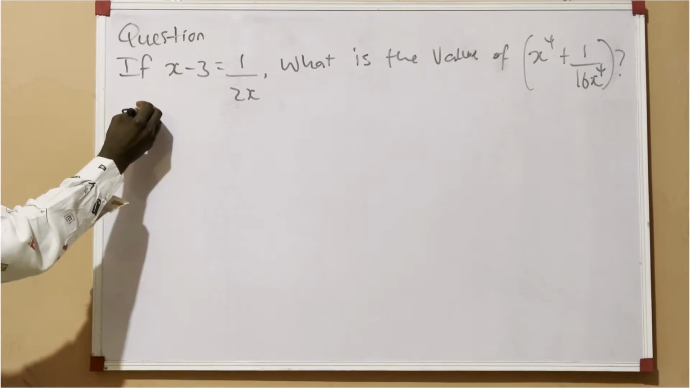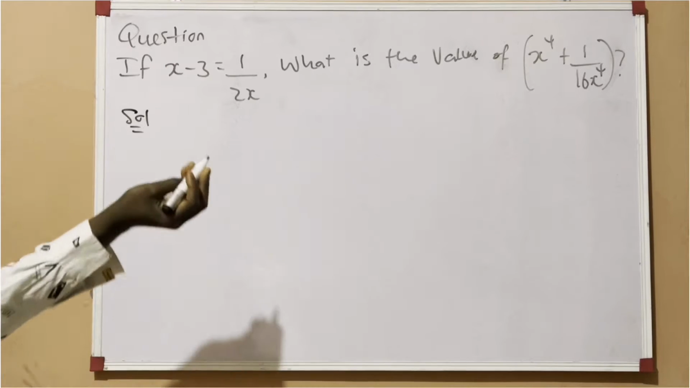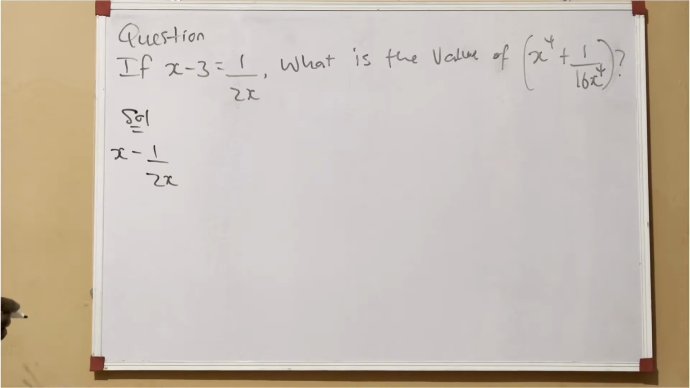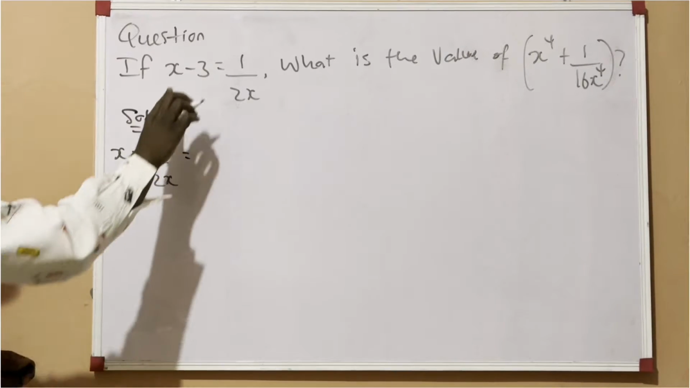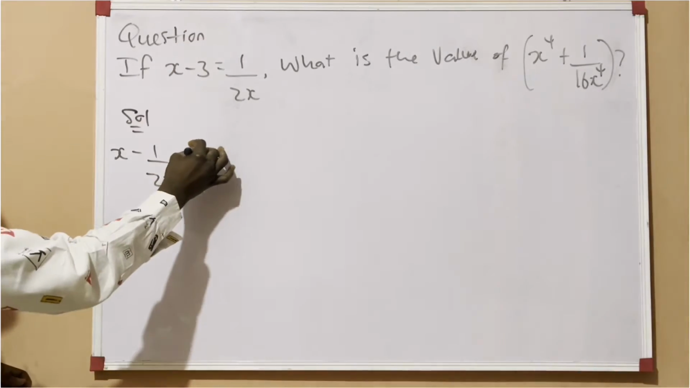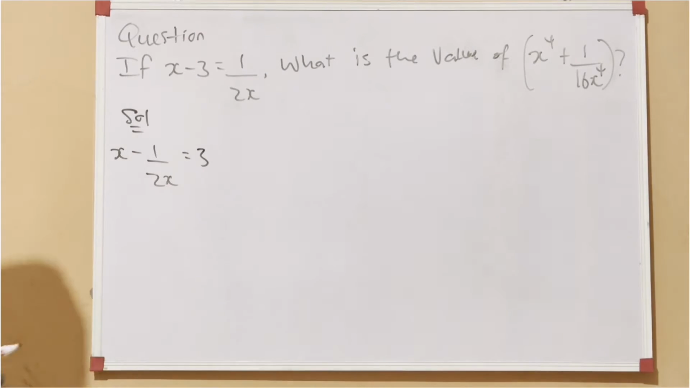If 1 over 2x crosses to the other side, it becomes minus. So here becomes x minus 1 over 2x. Are you with me? Now, equal to, when negative 3 crosses the right-hand side of the equation, it becomes a positive 3. Are you with me? Now, this is what we're going to do.